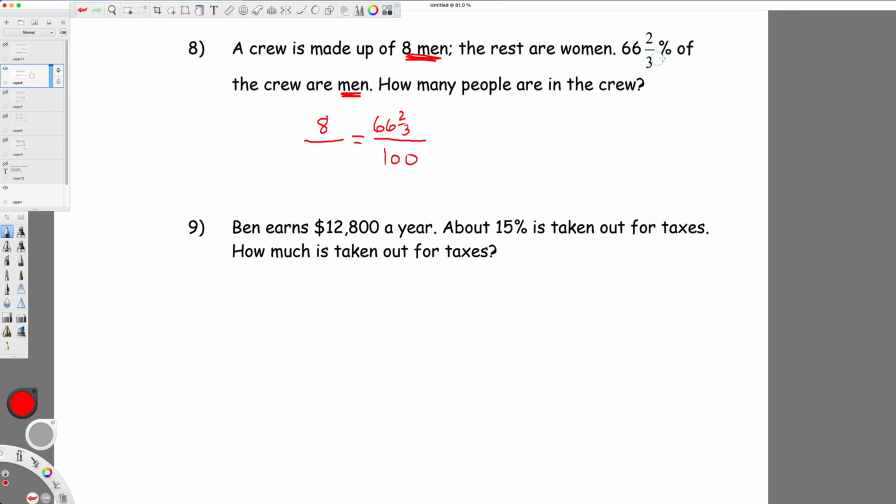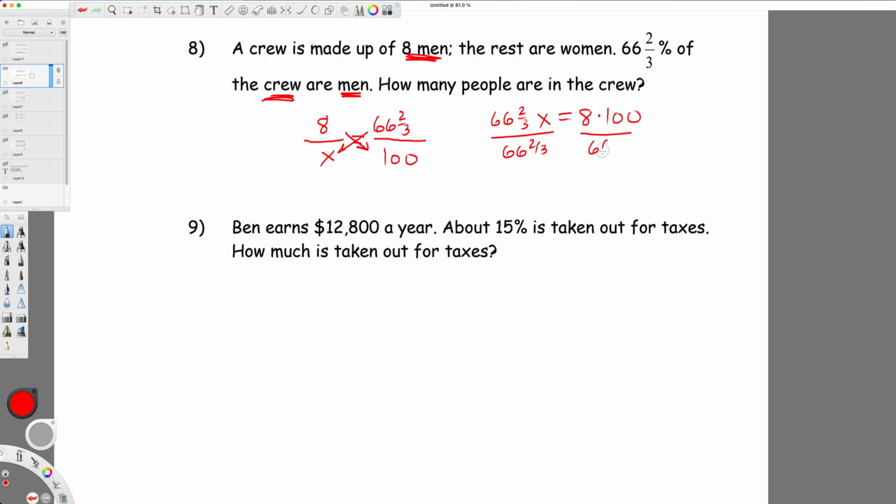And then it says 66 2/3% of the crew. So this is 100% of the crew. This is the number in the crew, and I don't know what that is. And in fact, that's what they ask, how many people are in the crew. So if I use an X there, then I have my cross products, and I'm ready to go. So I'm going to go 66 2/3 times X is equal to 8 times 100. And then I'm going to divide by 66 2/3.